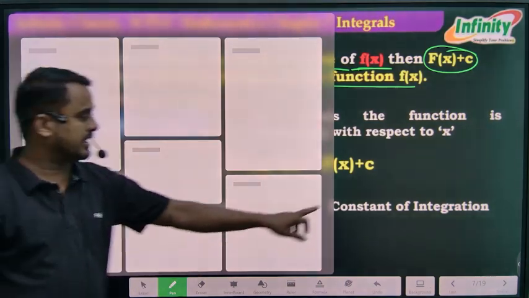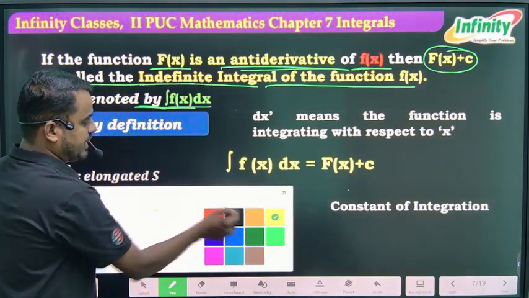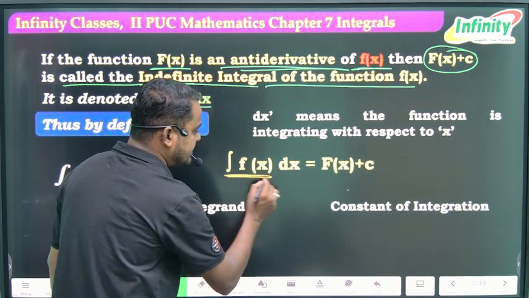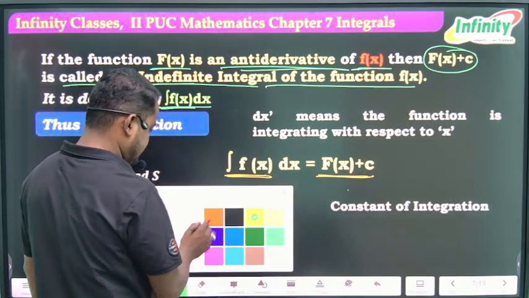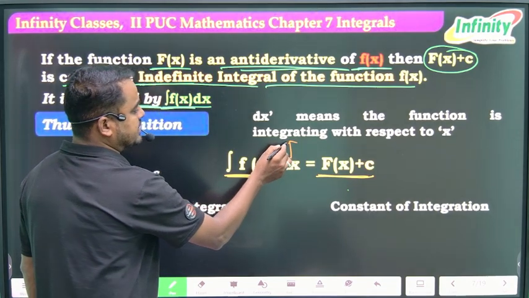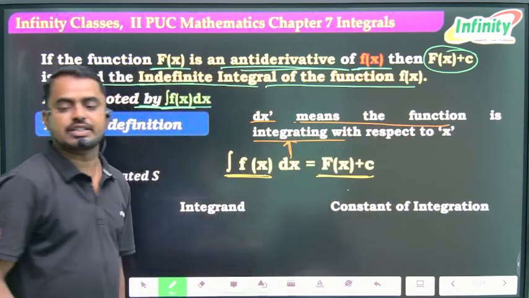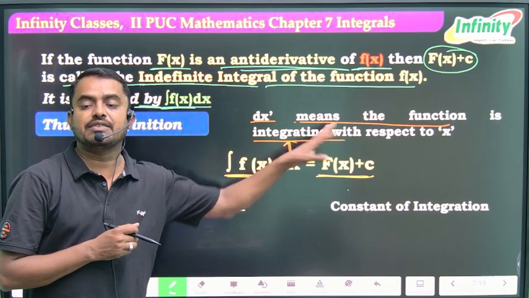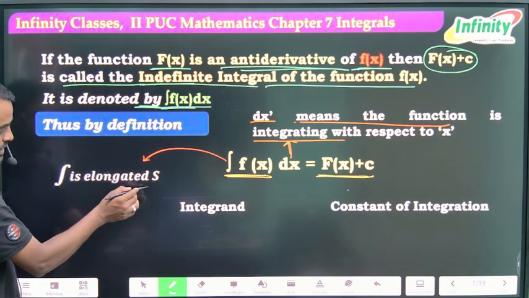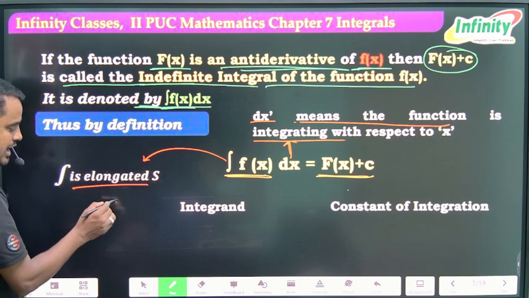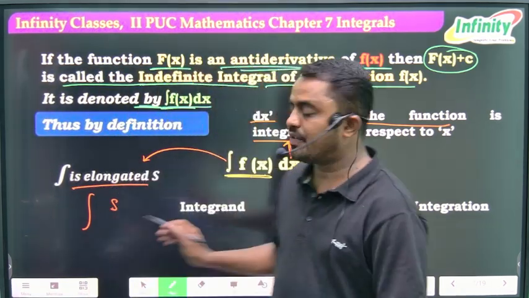Thus by definition we can write: integration of f of x dx is equal to F of x plus c. Here dx means the function is to be integrated with respect to x, and this is the symbol of integration, the elongated s, meaning we elongate the letter s.